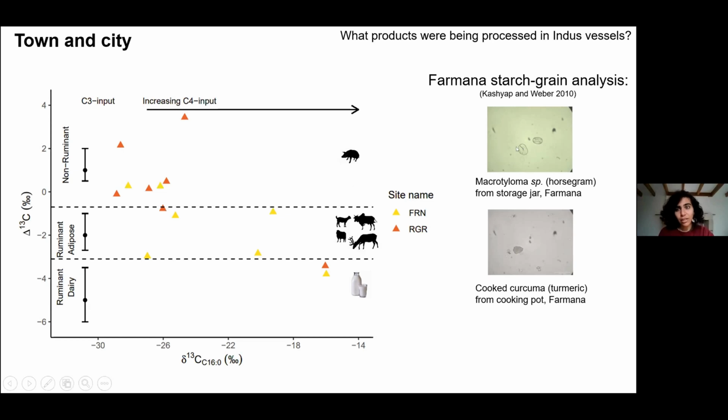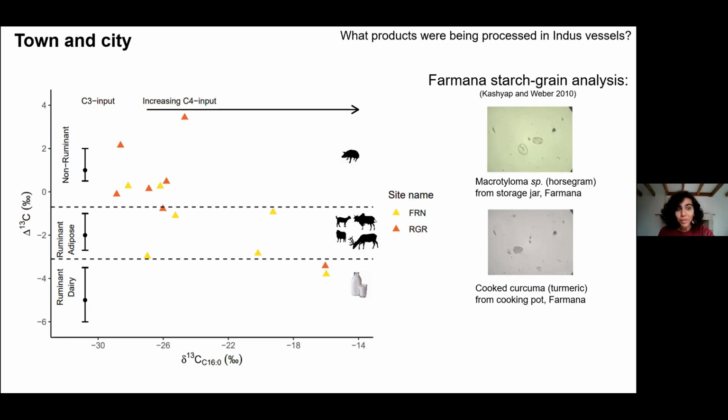But from Farmana, we have some really nice complementary data that we can use with the lipid residues. And that is starch grain analysis, which is conducted by Arunima Kashyap and Steve Weber. So they found evidence of horse gram and curcuma turmeric from cooking pots in Farmana. And while I'm still waiting for the full published results, it's a really interesting way to complement the lipid residues, because we actually can see evidence of plant processing in the vessels. Whereas with lipids, it's a little more difficult to access plants because animal fats are fattier, they have more lipid in them, essentially.